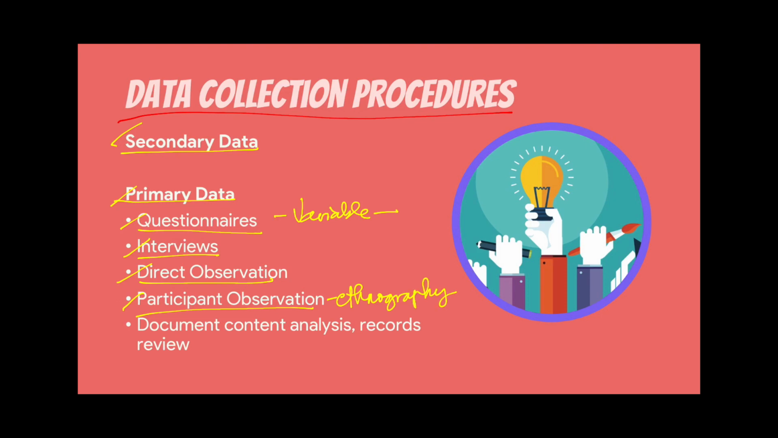And then you can also do document content analysis. For example, you just want to study the careers of certain basketball players who are already playing professionally. You can already see this from the data collected by, let's say, the PBA, the history of assists, rebounds, etc. So that's a document or records review.